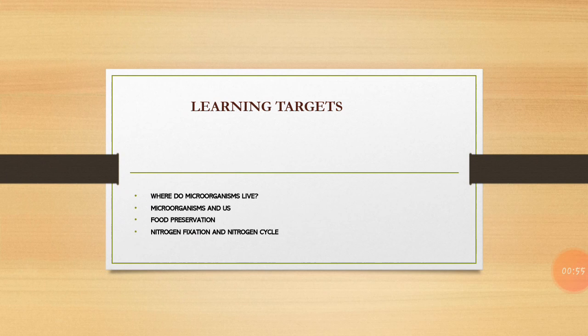Before that, first of all, let us know the learning targets of this chapter. The remaining topics of this chapter are: where do microorganisms live, microorganisms and us, food preservation, and nitrogen fixation and the nitrogen cycle. Today we are going to discuss all these topics one by one. So let us start with the first, which is where do microorganisms live?